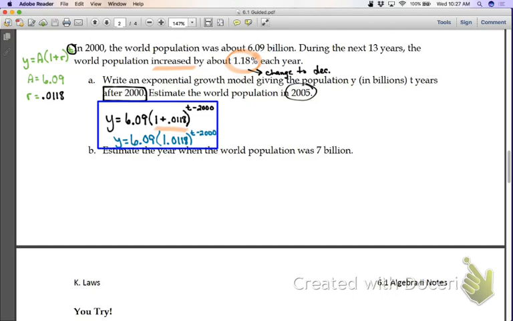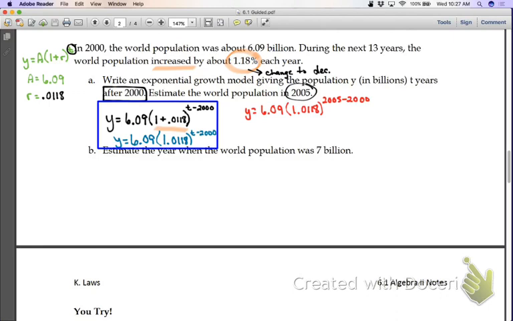So whenever we actually want to find what the population is going to be in 2005, heck, we can even do it in 2018 or 2019. Where's the 2005 going to go? For what variable? What's the only variable left? T, right? So all we're going to do is y equals 6.09 times 1.0118 to the 2005 minus 2000 power.